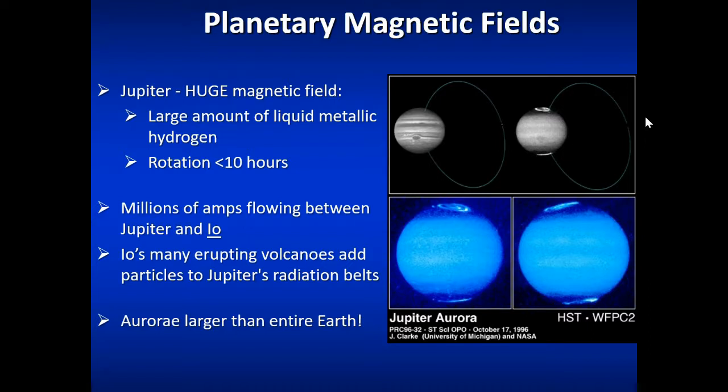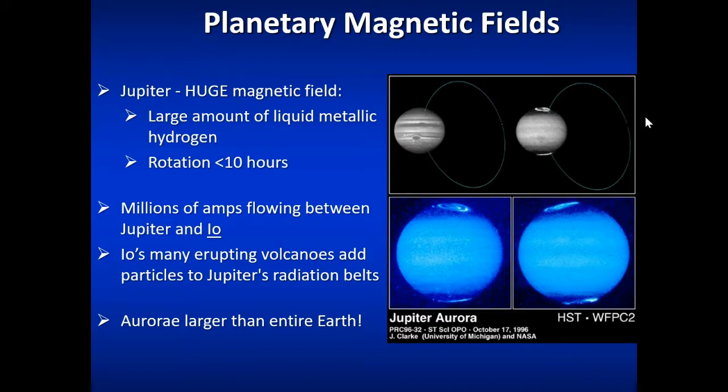The closest moon to Jupiter is called Io, and Io is one of the most volcanically active bodies in the solar system because of Jupiter's gravity. Jupiter's gravity crunches and yanks on Io's surface, frictionally heating it. Lots of volcanoes. These volcanoes erupt, and because they're so close to Jupiter and its magnetic field lines, Jupiter actually picks up Io's volcanic particles and brings them down into Jupiter's atmosphere. And so that enhances the auroras.